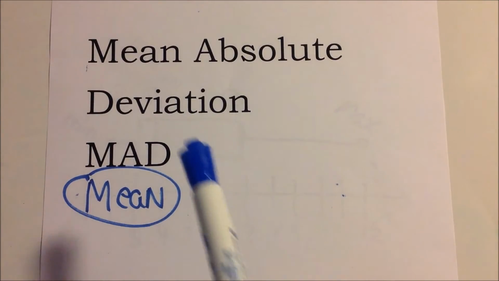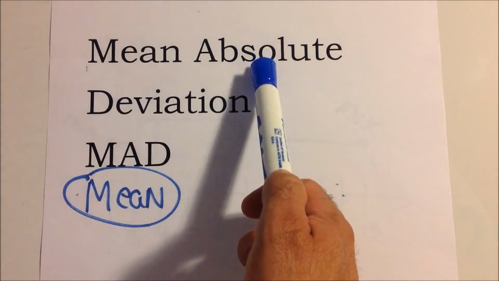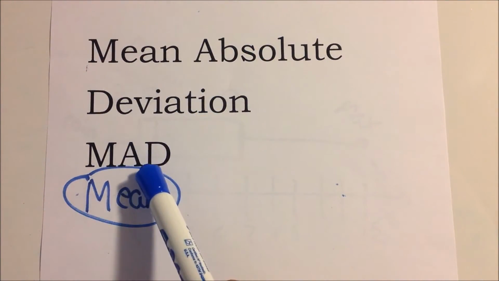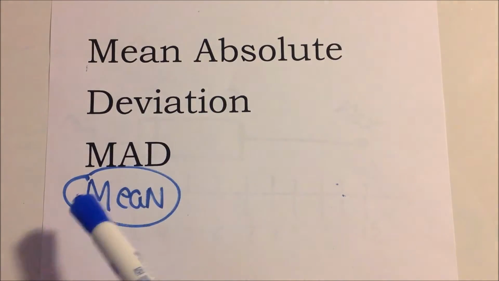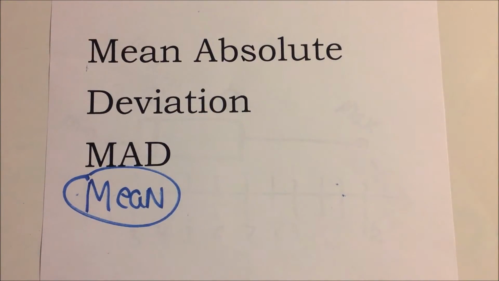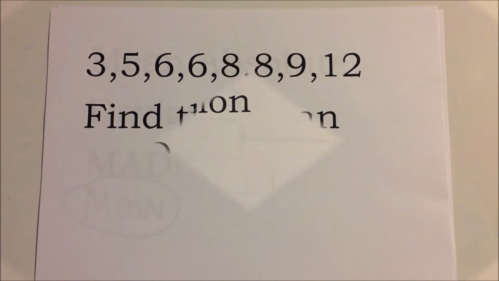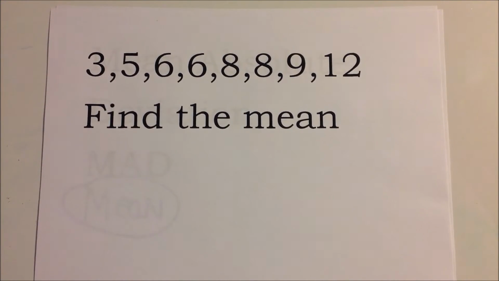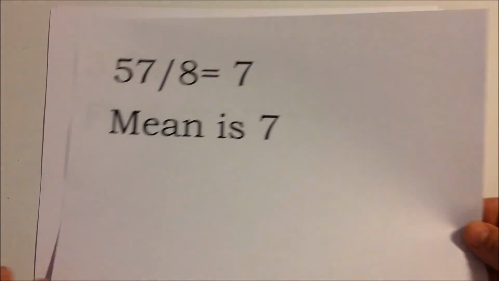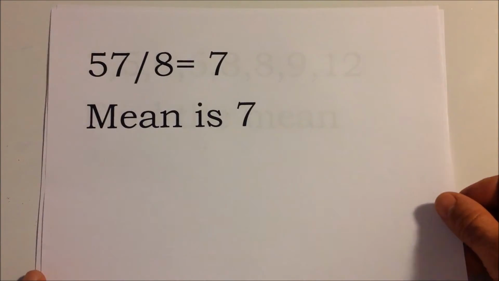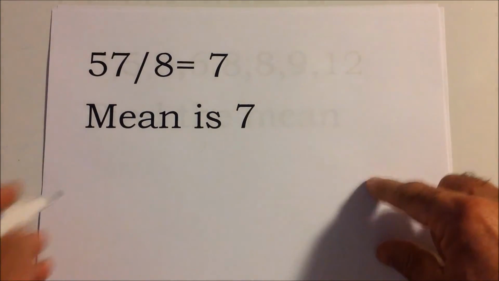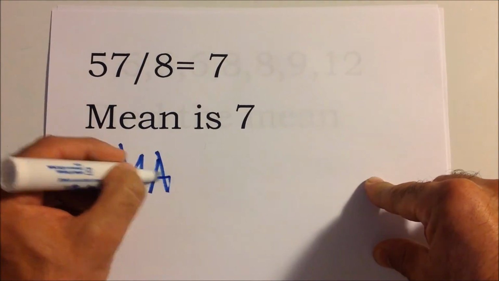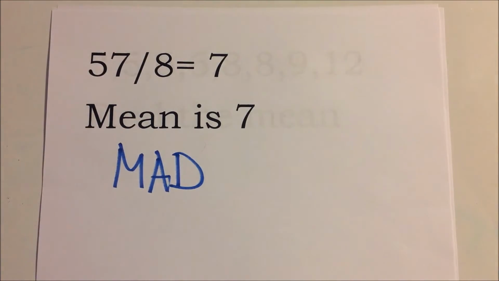Okay, our next vocabulary word is the mean absolute deviation, or MAD. And to get the mean absolute deviation, we need to find the mean. So let's find the MAD. Okay, well, if we add the sum, we'll get 57. And there's 8 values. So 57 divided by 8 is 7, so the mean is 7. So we're almost there. The mean is 7. Now we need to find the mean absolute deviation, or MAD.